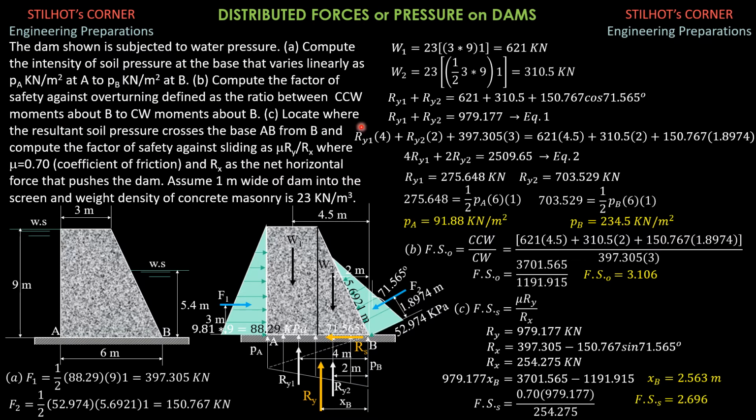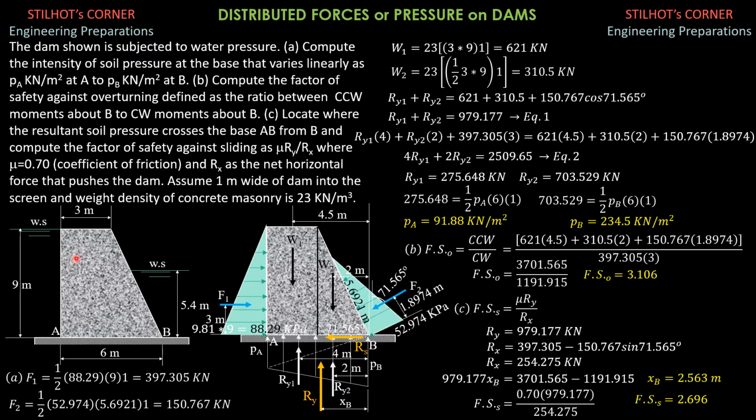Then for part C, locate where the resultant soil pressure crosses the base AB from B and compute the factor of safety against sliding as mu Ry over Rx, where mu is 0.7, the coefficient of friction, and Rx as the net horizontal force that pushes the dam. Assume 1 meter wide of dam into the screen and weight density of concrete is 23 kilonewtons per cubic meter.